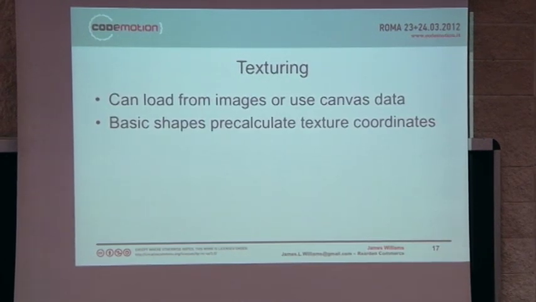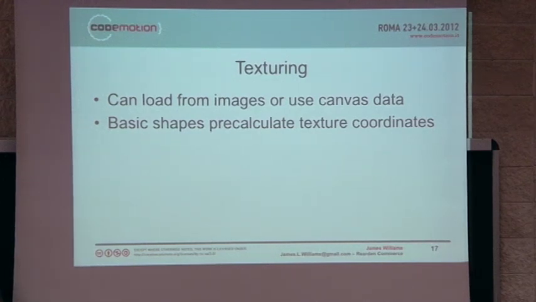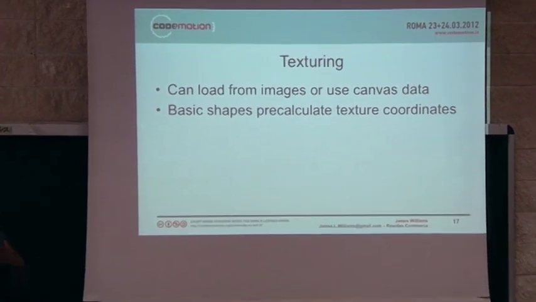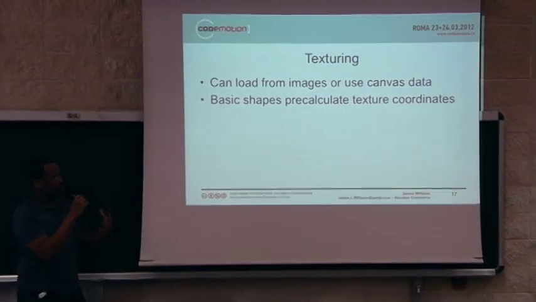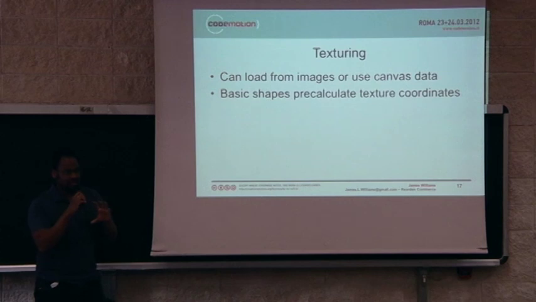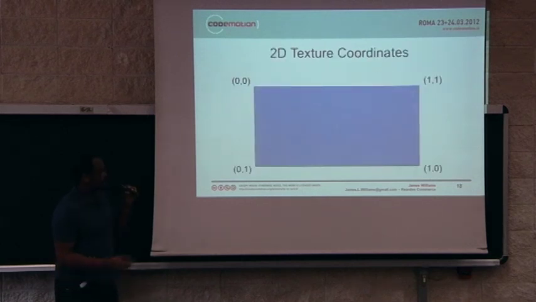All right, so we can also do texturing, and texturing, you can either pass in your own image data or load it from an image tag. And all of the preset geometries, like your planes and cubes and spheres and all that stuff, they know how to do their texturing. So you can just say, texture this thing, and it knows how to do it. For your other objects, you have to do that yourself. And that's when texture coordinates come into play.